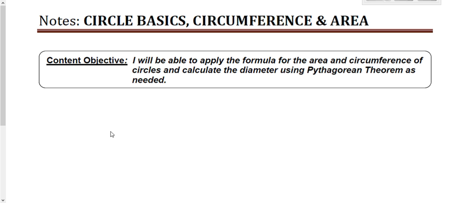In this lesson, we'll be looking at circle basics, circumference and area formulas. You will be able to apply the formula for area and circumference of the circle and calculate the diameter using Pythagorean's theorem as needed. We will also be incorporating a little trig problem in here too to find the diameter. A lot of this first part of this lesson is vocabulary and terms and how to write things about a circle. So we'll do that first part in this, all the vocabulary.